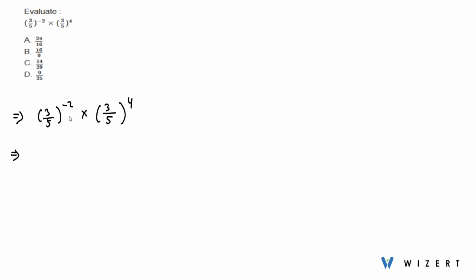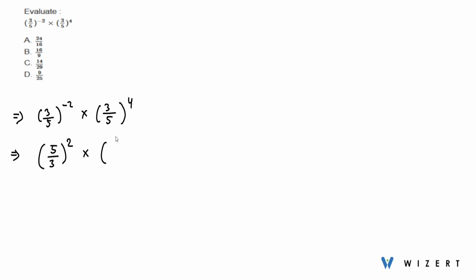Now anything which is raised to the power of a negative index can be written in the form of the reciprocal of that base raised to the power the mod of the same index. So the reciprocal of the base, that is 3/5, is 5/3, and the absolute value of minus 2 will be 2. So (3/5)^-2 is exactly the same as (5/3)^2. Okay.